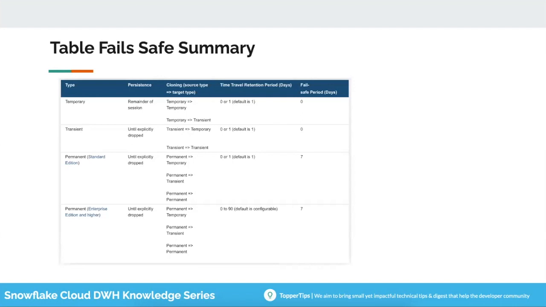First of all, the fail-safe period is fixed at 7 days. Whether it is the standard edition or any higher edition, permanent tables get the 7-day fail-safe period. It cannot be changed at all. And fail-safe should not be used for data backup purposes. If you have to achieve data backup, you have to use the time travel retention period.